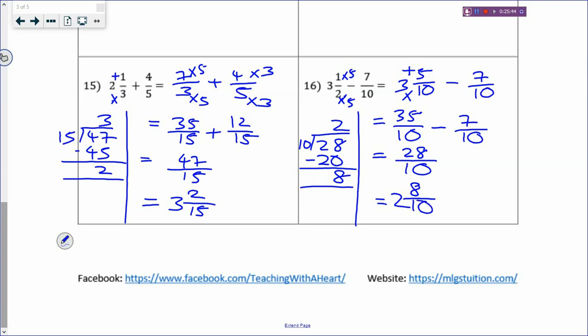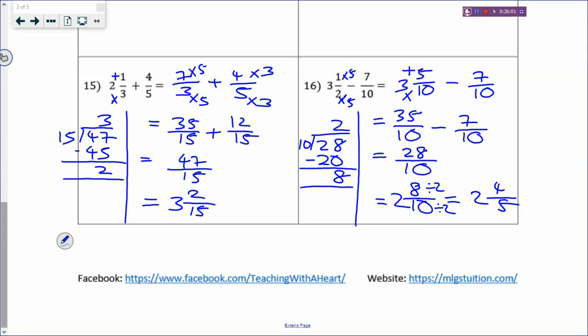And never leave your answer like that. If the question asks you to simplify, then you look at the numerator and the denominator. Can you divide both by 2? Yes, you can divide both by 2. And you will get 2 and 4/5, which is your simplest form.